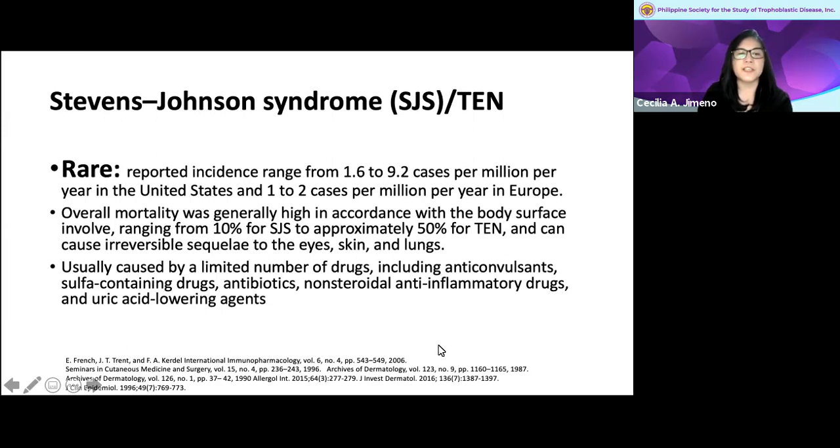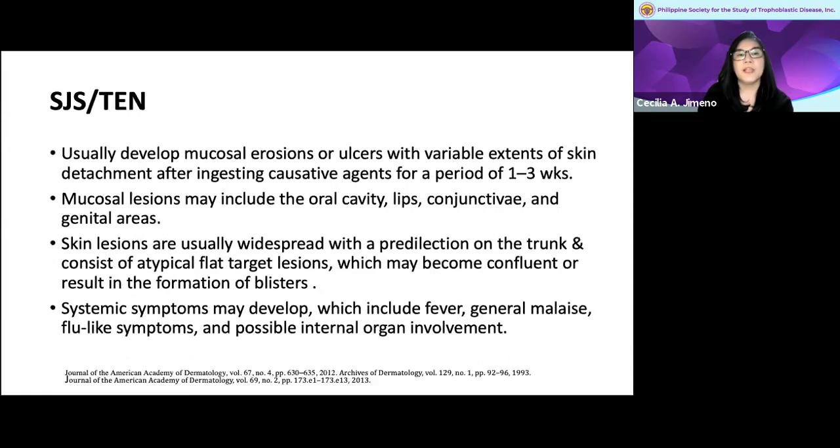And it can also cause irreversible sequelae to the eyes, skin, and the lungs. But typically, they're caused by a limited number of drugs, including anticonvulsants, sulfonamides, sulfa-containing drugs, certain antibiotics, NSAIDs, and uric acid lowering agents, and, as you will see later, chemotherapy agents. These mucosal erosions or ulcers have a variable extent of detachment and can typically persist for a period of 1 to 3 weeks.